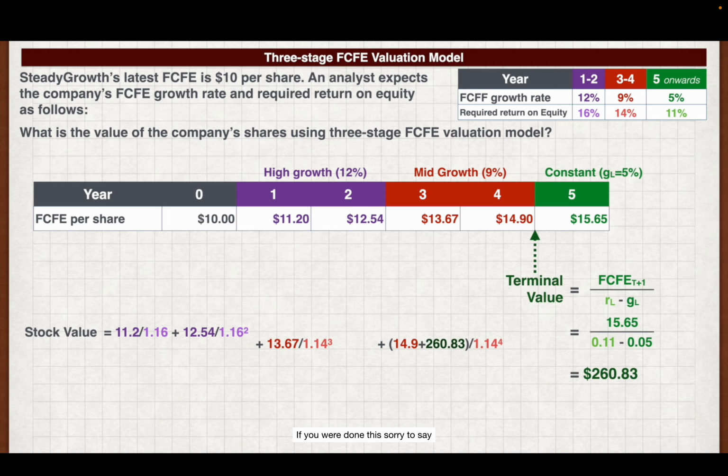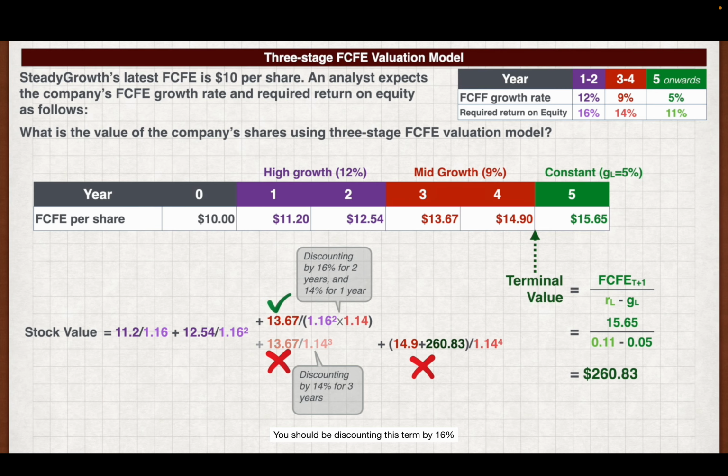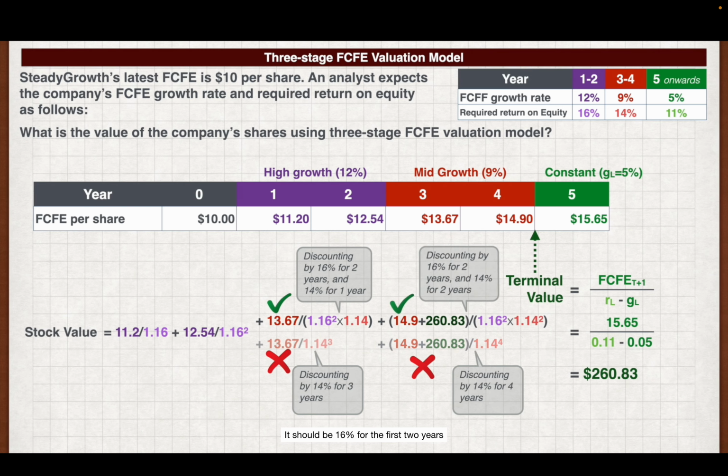If you had done this, sorry to say, this is wrong. This is because if you discount this cash flow this way, you're discounting by 14% for all 3 years, which is wrong. Rightfully, you should be discounting this term by 16% for the first 2 years and 14% for 1 year. Likewise, this term is also wrong as it is discounting by 14% for 4 years. Rather, it should be 16% for the first 2 years and 14% for the next 2. Punch this long list of numbers into your calculator, and you should get a stock value of $185.56 for the company.